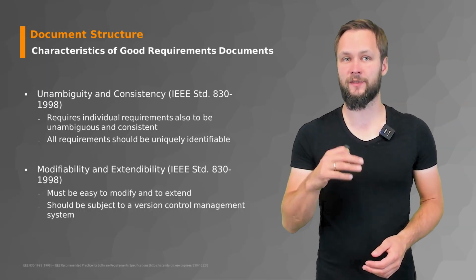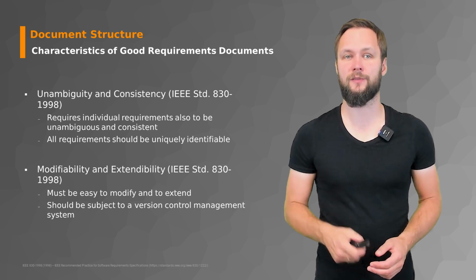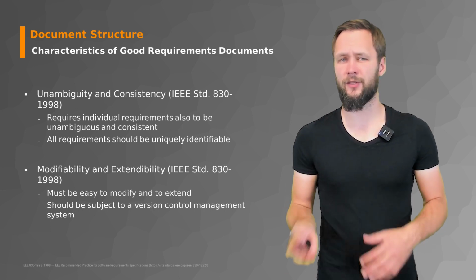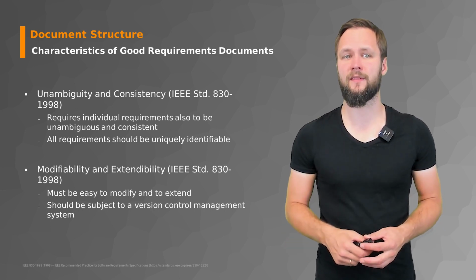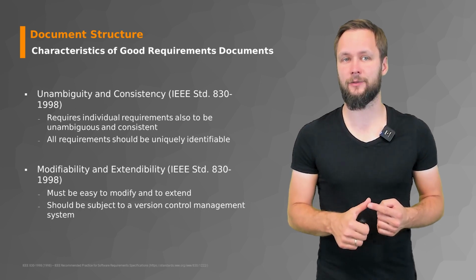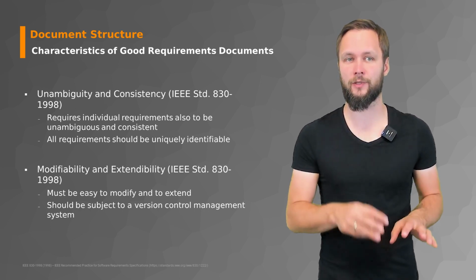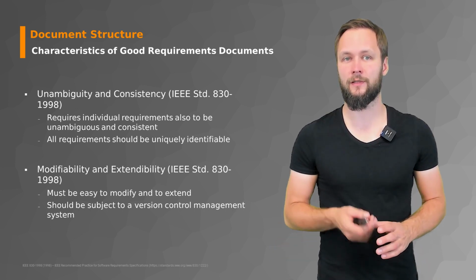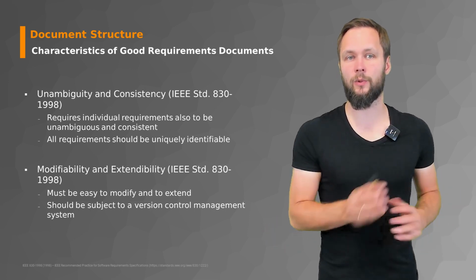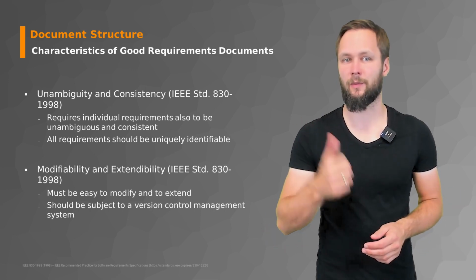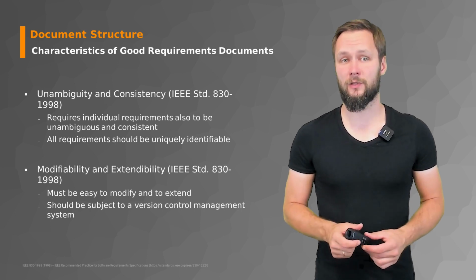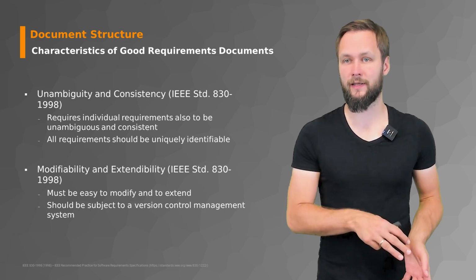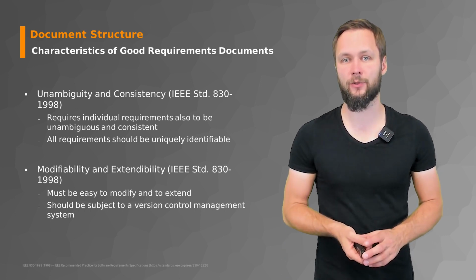So besides the characteristics of good requirements, there are also characteristics for good requirements documents. The IEEE standard suggests, very similar to the actual good requirements, that you pay attention to ambiguity and consistency. It requires individual requirements to be unambiguous and consistent. All requirements should be uniquely identifiable, something like an ID maybe. It also emphasizes modifiability and extendability, so it must be easy to modify and extend the requirements document that you're creating.